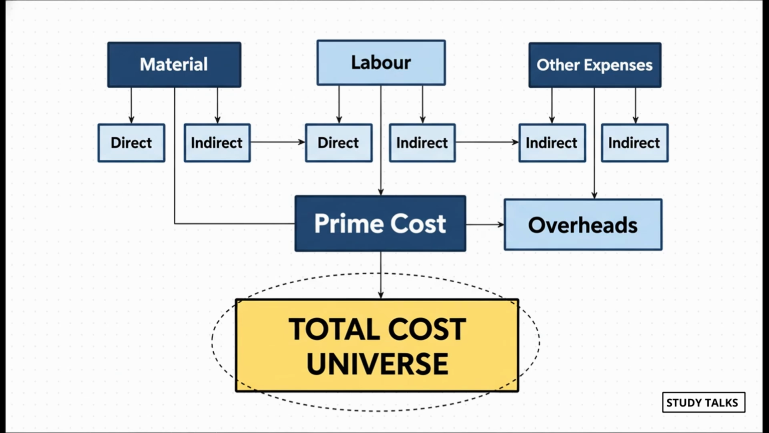See up at the top? You've got your three core elements. Each of those then gets split into direct and indirect. All the direct costs, when you add them up, give you your prime cost. And all the indirect costs get bundled together into what we call overheads. Burn this chart into your brain. It's your anchor for everything.